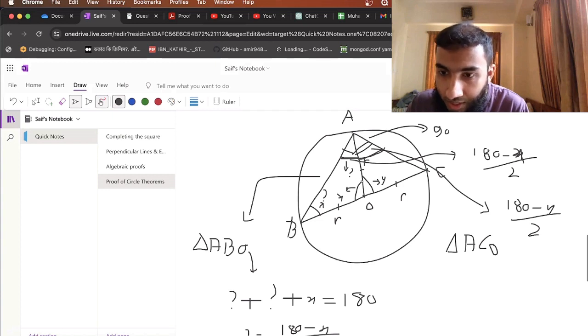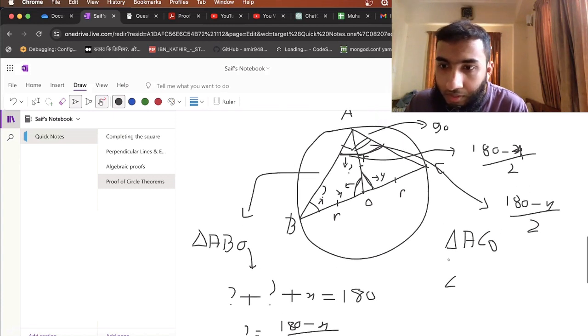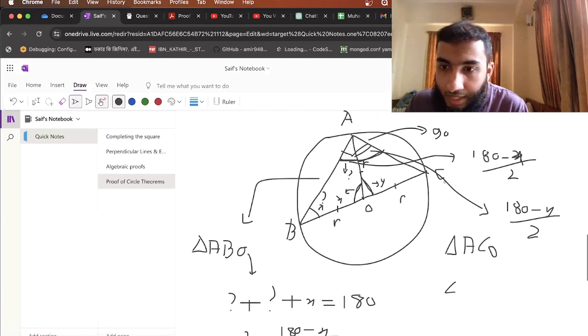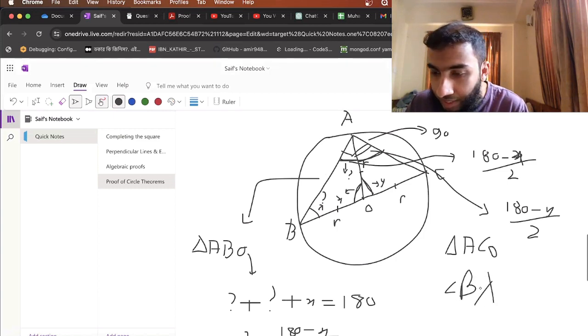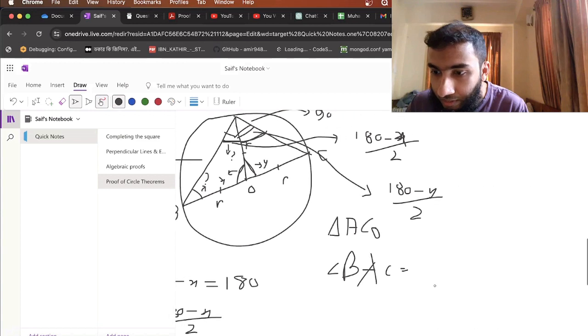If we assume that this is x and this is y. So this angle BAC, this whole angle BAC, is what? 180 minus x by 2 plus 180 minus y by 2.